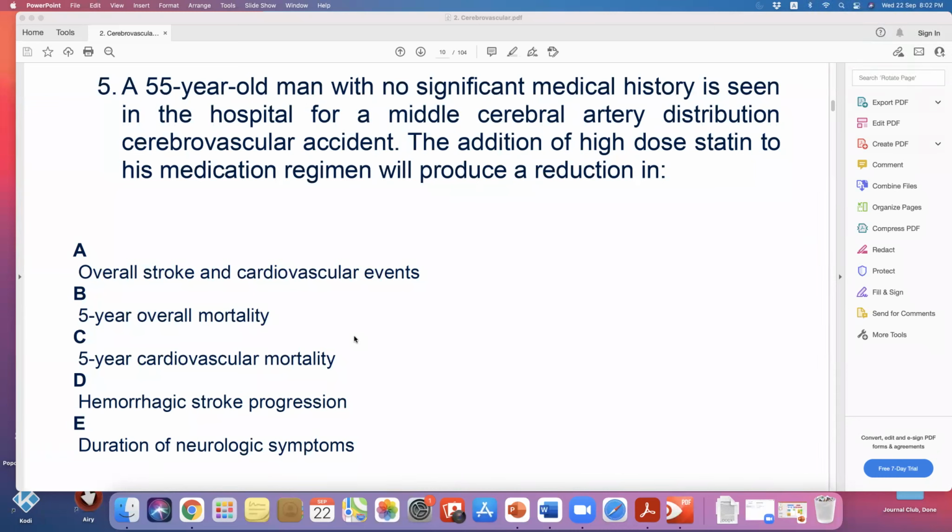5 years mortality is no different if you add statin. They found it's no different. Cardiovascular mortality was no different also. Emerging stroke progression, not like a major increase. The duration of neurological symptoms is no different. Not much in this question, really. You just have to know the trial. But this is the advantage why we add statin to the aspirin, because they found in this trial it decreased your stroke and cardiovascular events. Okay. So not much really about this. Muhammad.